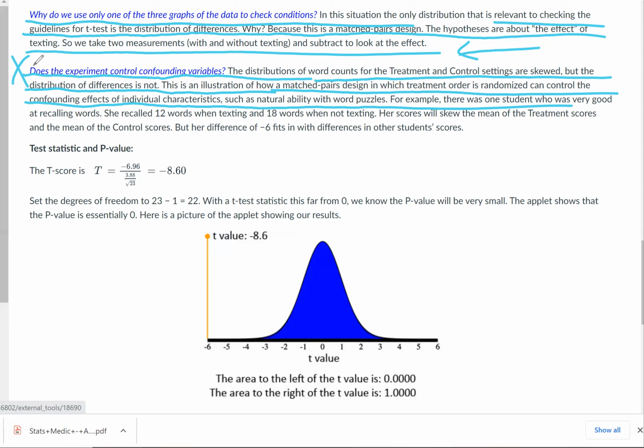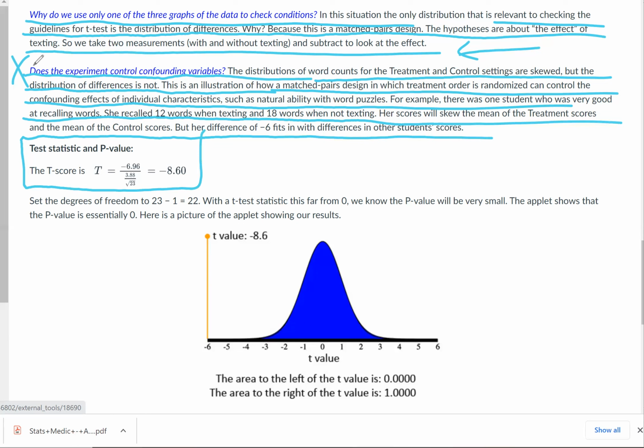For example, there was one student that was very good at recalling words. She recalled 12 words when texting and 18 when not texting. Her scores will definitely skew the mean of the treatment scores and the mean of the control scores, but her difference of -6, the 18 and the 12 subtracted, fits in with the differences of the other students. So let's calculate the test statistic, now that we feel like we can use t-scores here.